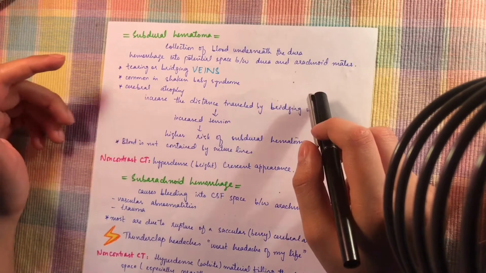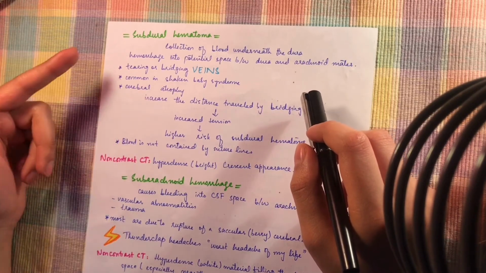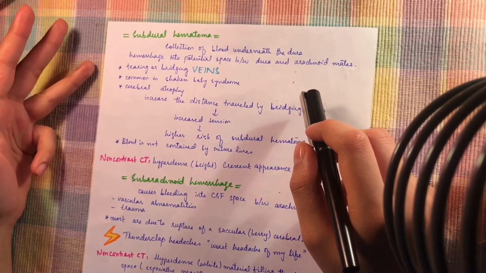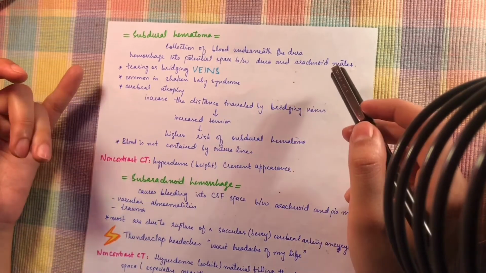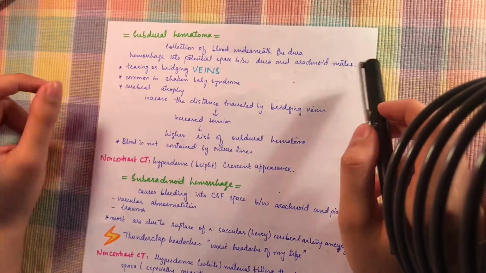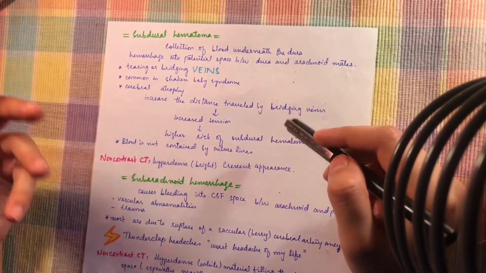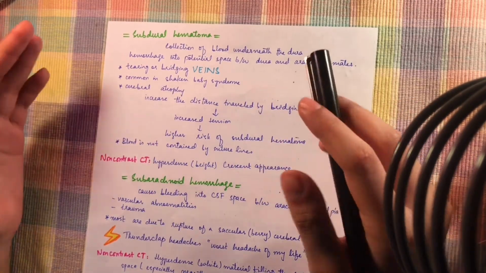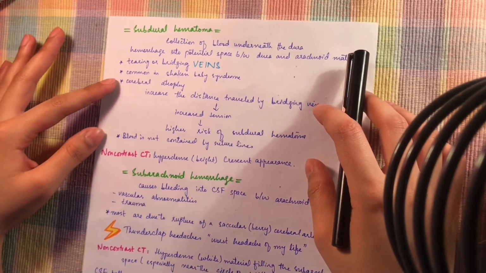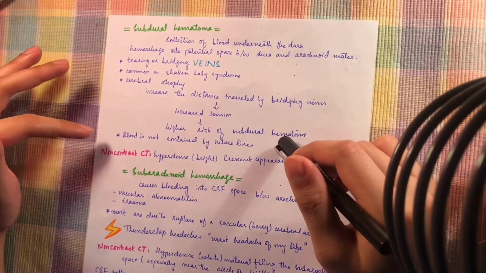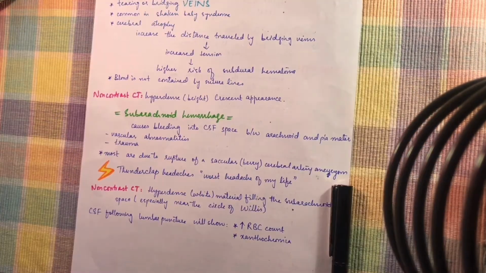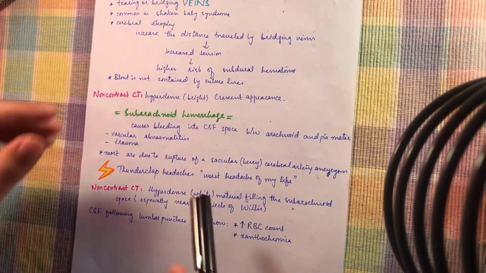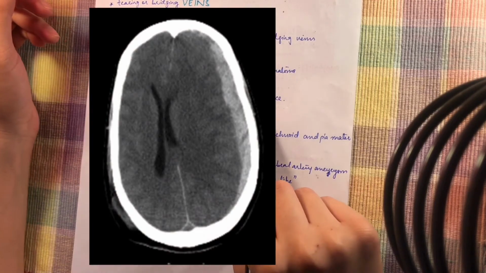Cerebral atrophy is caused by three things: chronic alcoholism, age, and neurodegenerative diseases. In cerebral atrophy, there is an increase in the distance traveled by the bridging veins, which leads to increased tension and a higher risk of subdural hematoma. As compared to epidural hematoma, the blood is not contained by the suture lines, allowing it to expand along the skull. On non-contrast CT, you can see a hyperdense, bright, crescent appearance.